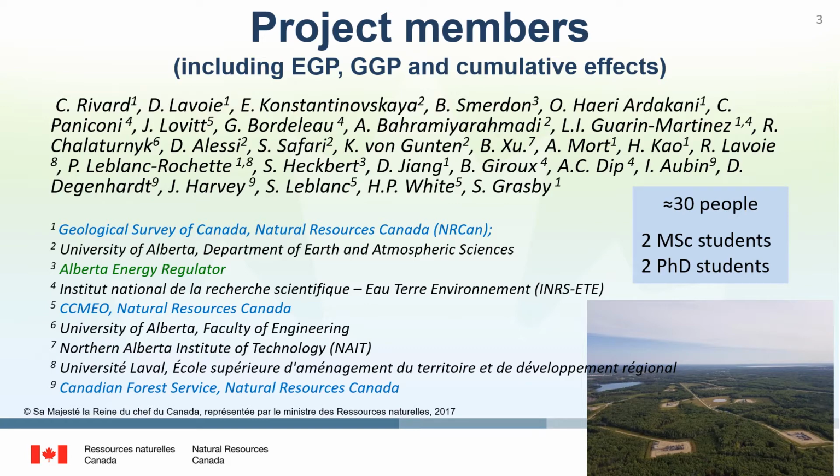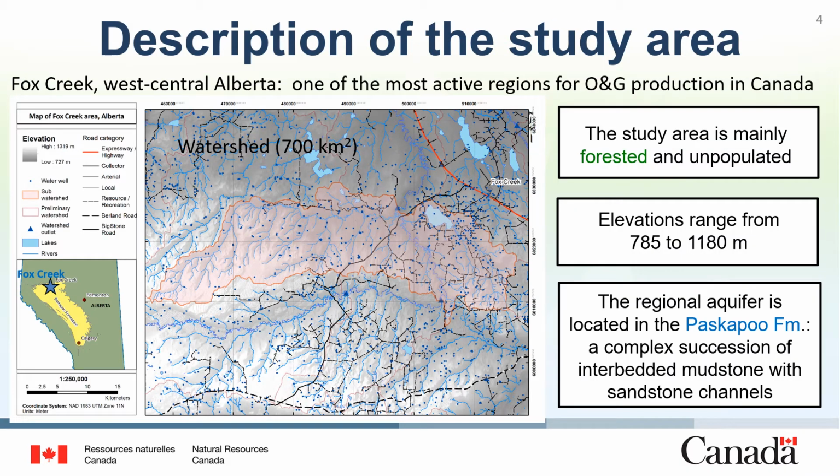I will only present today the work related to the EGP program, so the hydrogeological work per se is not presented here. Other components of this project, such as those related to vegetation, forest, snow cover, and wetlands, will not be presented either. The 700 square kilometer watershed that is the focus of this project is located just southwest of the town of Fox Creek.